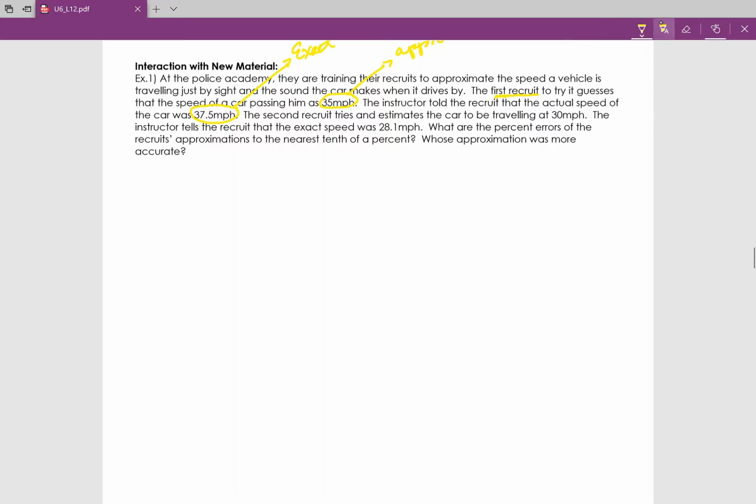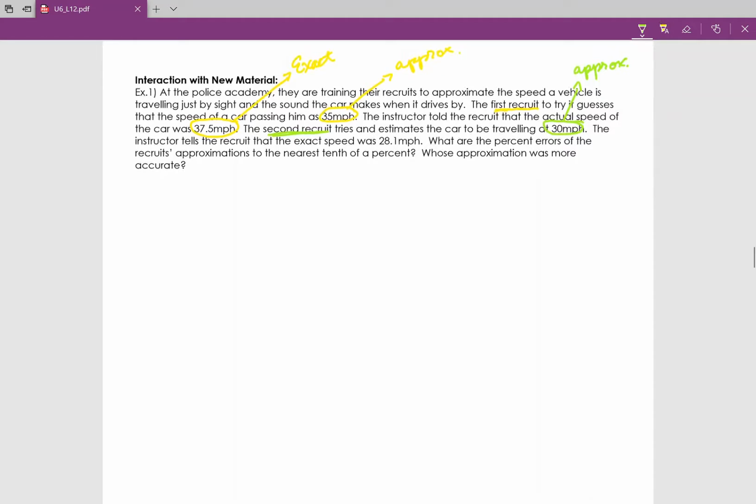Then let's change our color for the second recruit. Let's use green. It says the second recruit tries and estimates the car to be traveling at 30 miles per hour. That's our approximation. And then it says that the exact speed is 28.1 miles per hour. That's our exact.